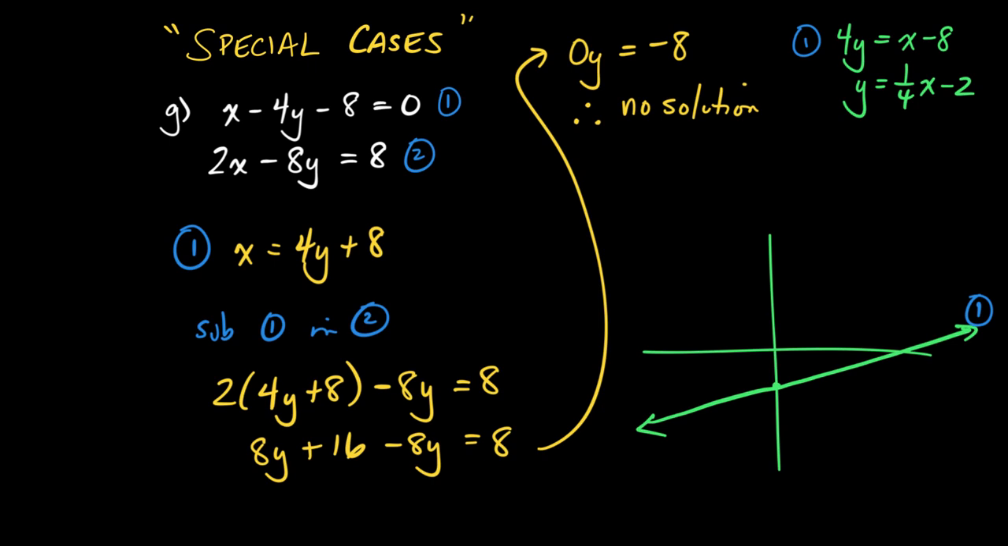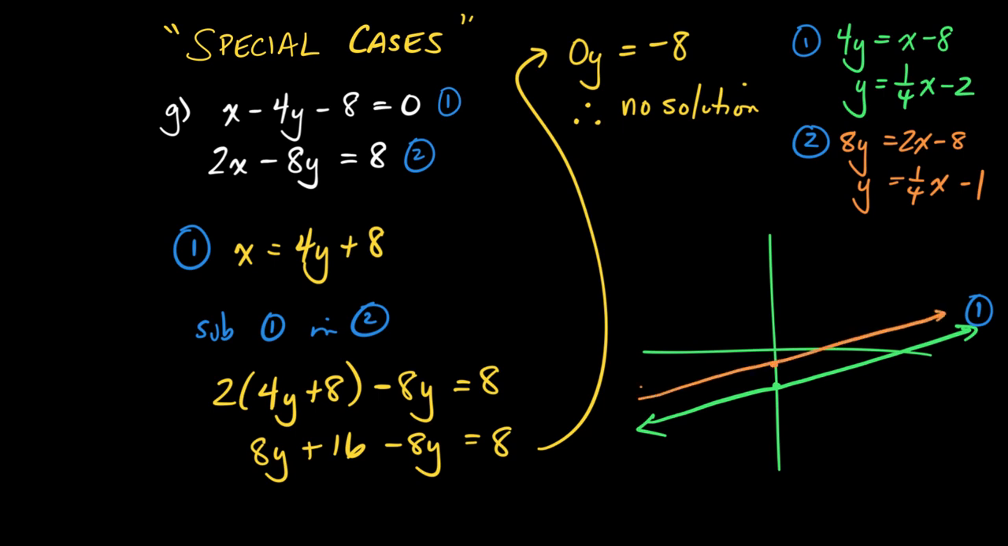Well, if I was to do the same thing with equation 2, and now I'm going to take equation 2 and get the y all by itself, then 8y is going to equal 2x minus 8. y equals 1/4 x minus 1. You might be able to see that those two lines are parallel.